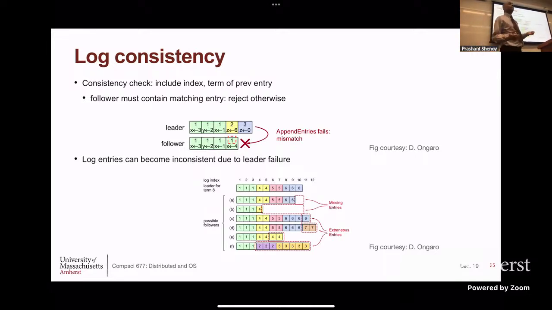So when a follower comes up, it might have missing entries. It may have entries that the leader never agreed to that are just extraneous that have to be discarded. Okay? So you have to do log repair. So essentially the question is, how are we going to do log repair? What's the simplest way we can do log repair?